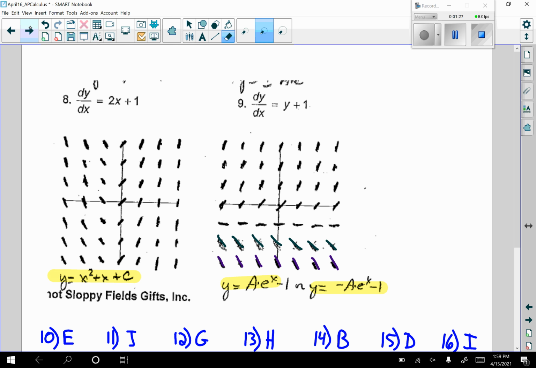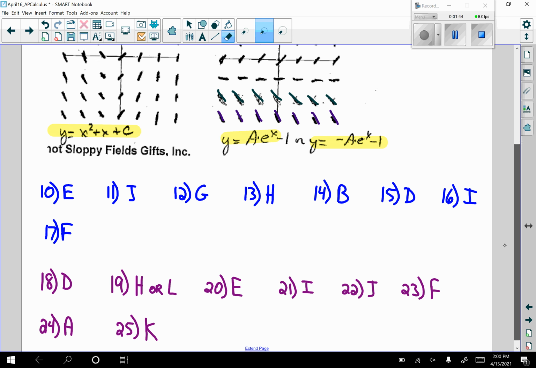Here's 8 and 9. Pause the video if you still need more time to look at those. Then here are all the matching.